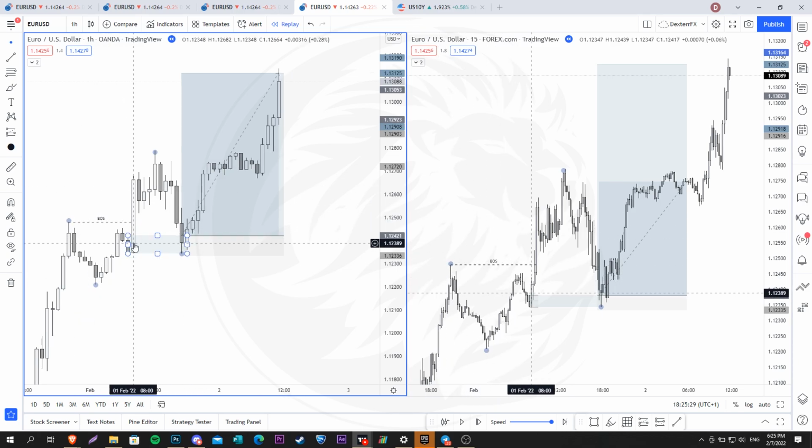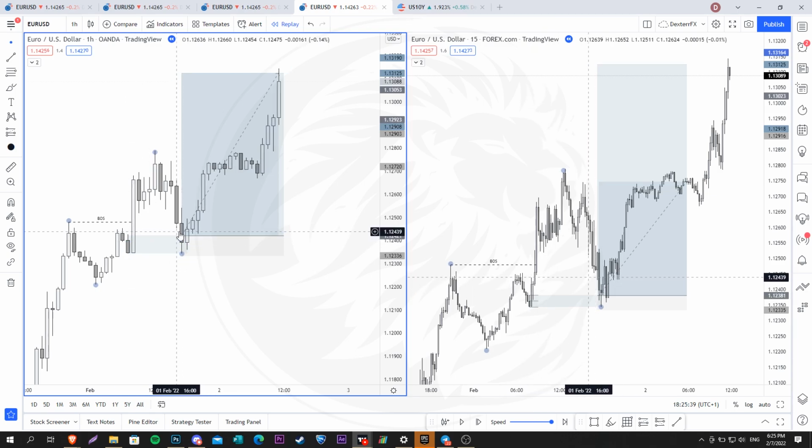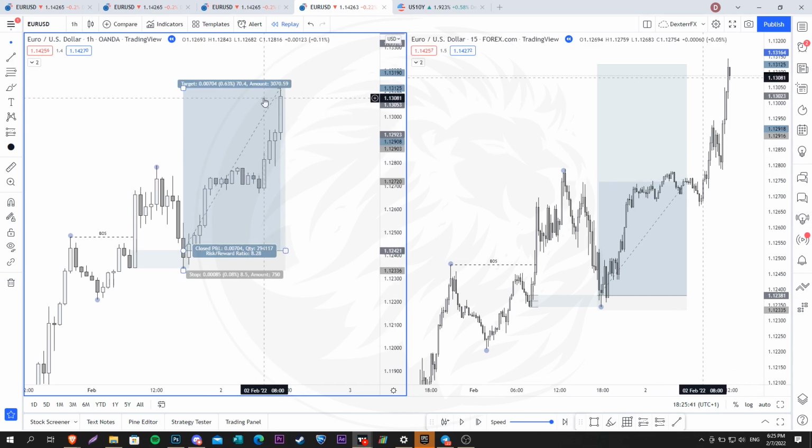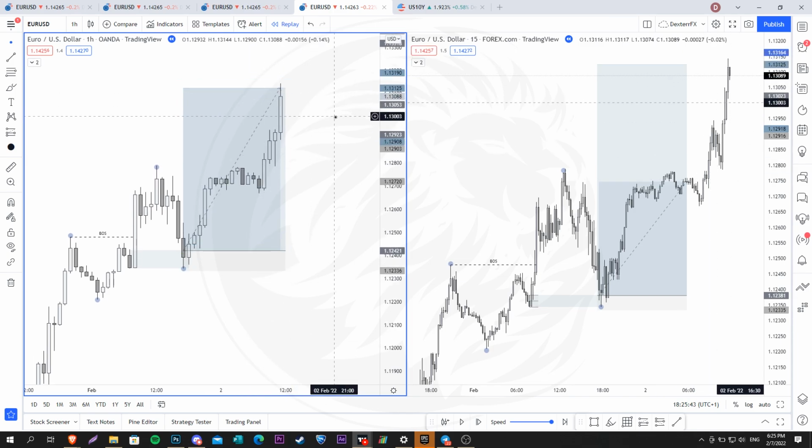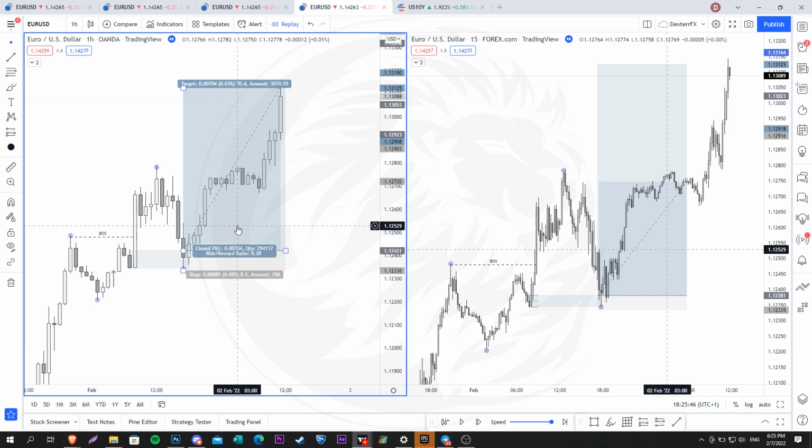So we take the last down candle before the big move which broke the structure, and in the 1 hour time frame, if I take my entry here on the bottom of this order block, on the top of this bullish order block, and I have my TP on a swing high, I have a stop loss of 8.5 pips and a risk reward of 8.3.